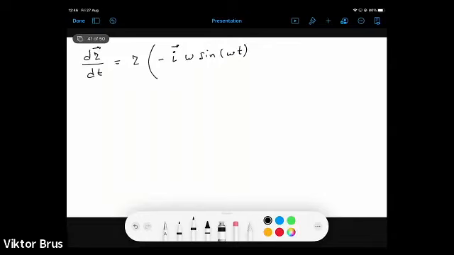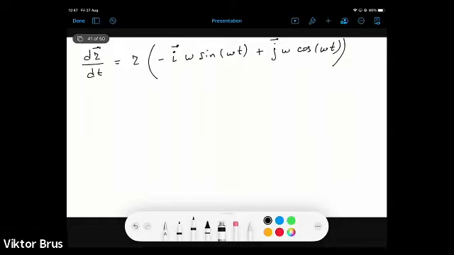Also, the next component which we need to take the derivative of is this term with sine omega t. So it will be j unit vector, again omega, because we need to take the derivative of the argument of sine, which is omega t. And now we multiply it by cosine omega t. Okay, this is the first derivative of the position vector.